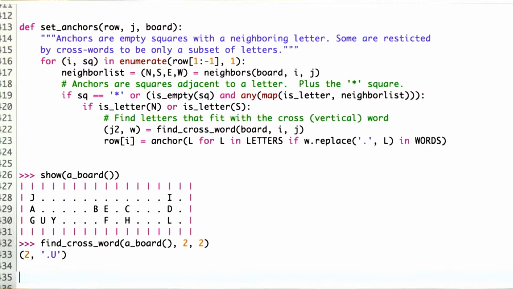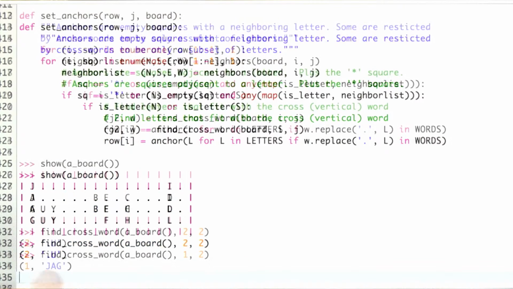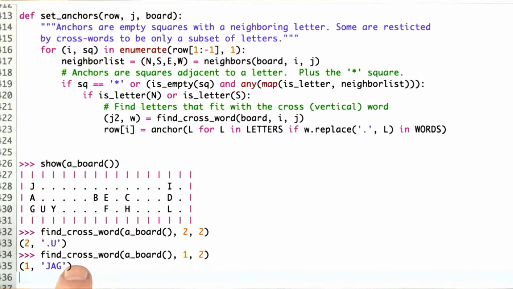If we fill in that anchor, we're going to have a word which is a dot followed by a U. And where does the word start? Well, it starts in position 2. It could have started someplace else. If we had a big board, there might have been a word that started all the way up here and went down. And for example, we're not actually going to call find crossword on positions that aren't anchors, but if we did, it would still work.